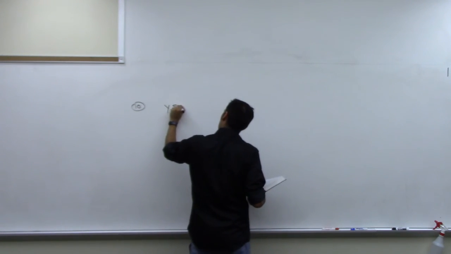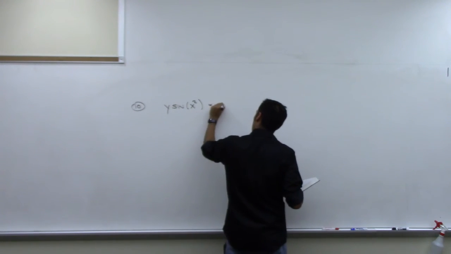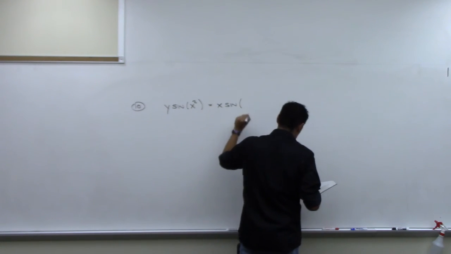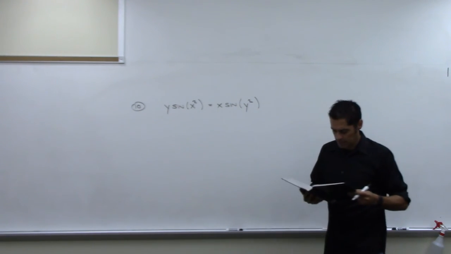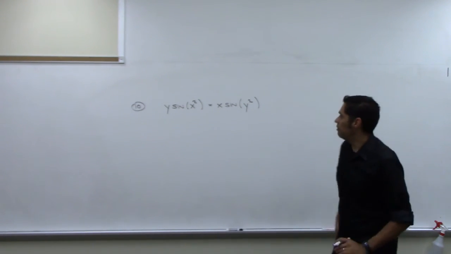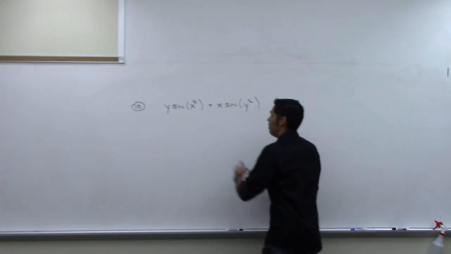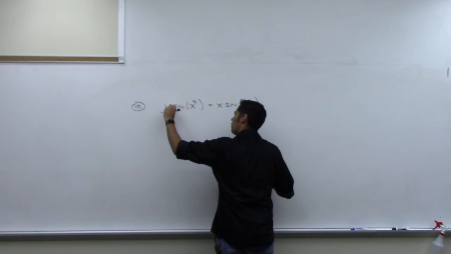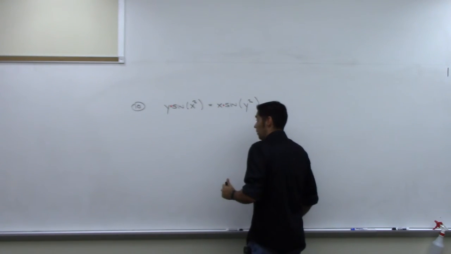y sine of x squared equals x sine of y squared. Oh, wow. Okay, this is going to be a mess. I'm going to take the derivative of the left and right hand sides. Please recognize you have a product right here and a product right here. So let me try and do it.